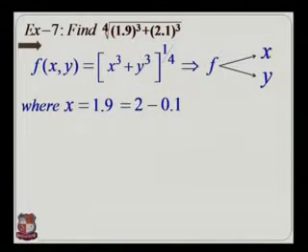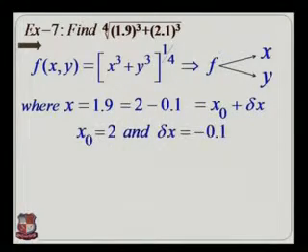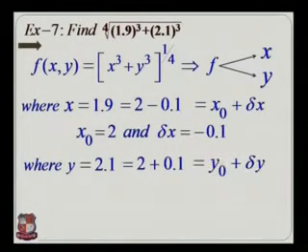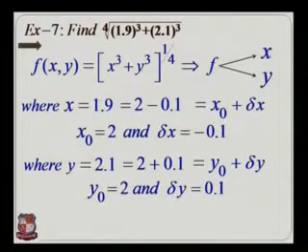So, here we converted it to 2 plus 2 minus 0.1. So, x0 is equal to 2 and delta x is equal to minus 0.1. Similarly, the second value y is equal to 2.1 raised to power 3. This will be 2 plus 0.1, that is y0 plus delta y. So, the value of y0 is equal to 2 and delta y is equal to 0.1.